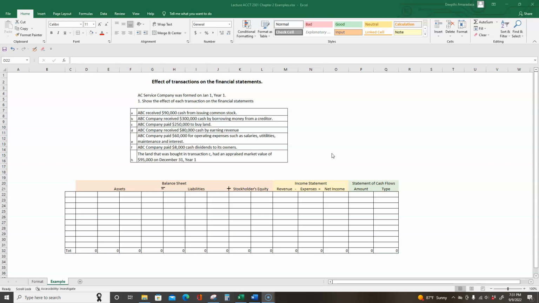In the previous section, we looked at how each transaction affected the accounting equation, and then we went and prepared the financial statements so you know what belongs where in each of the financial statements. From this chapter on, what we're going to look at is how each transaction affects those financial statements.